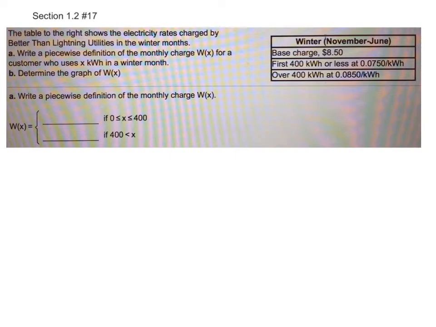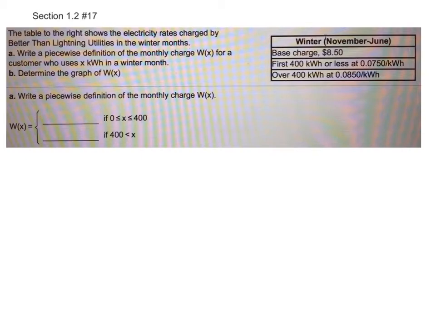These piecewise functions for problems like number 17 in section 1.2 are a little bit tricky, and so I wanted to make a video to show you how I like to do these problems and how I think of these problems, so hopefully this will help a little bit. So for the first part of it, let me just read through the problem a little bit.